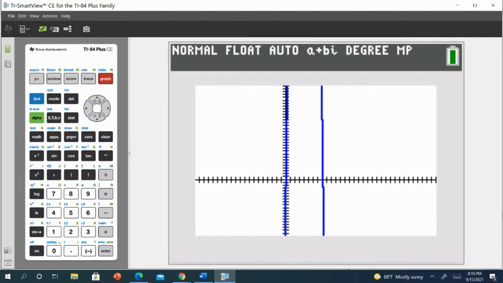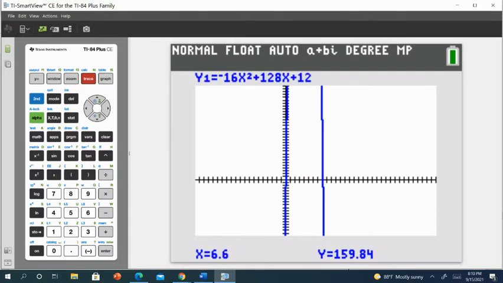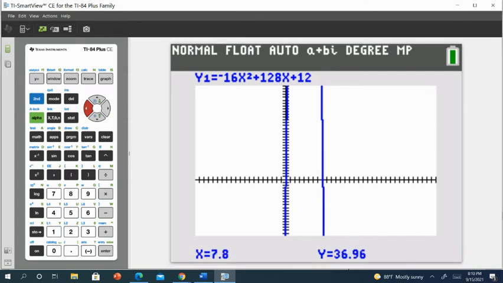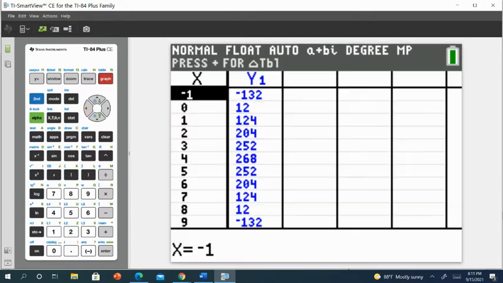If we hit trace, the cursor is only going to stop at certain points. So it's going to stop here, which is not where I need it to stop. If we hit the left arrow again, it's gone. So trace is not perfect. The table is not going to work either because I need to know where y is equal to 0. So the table is not going to help me.